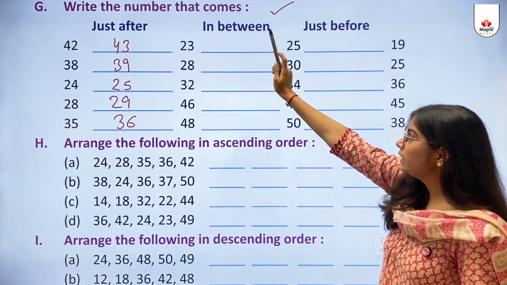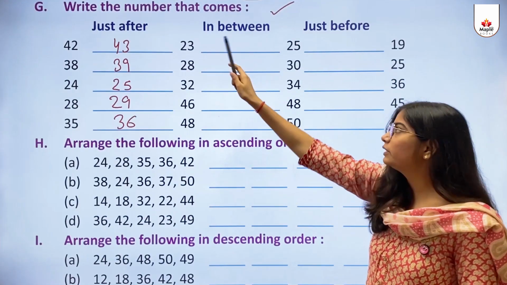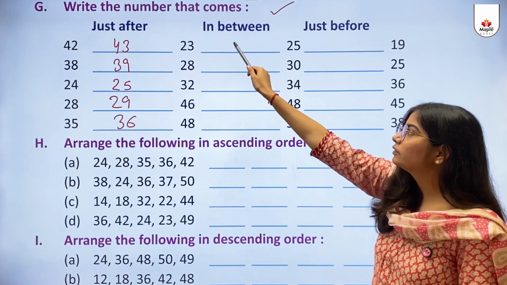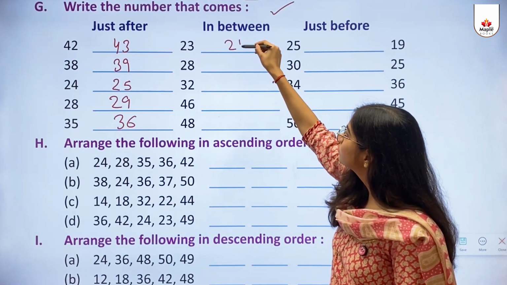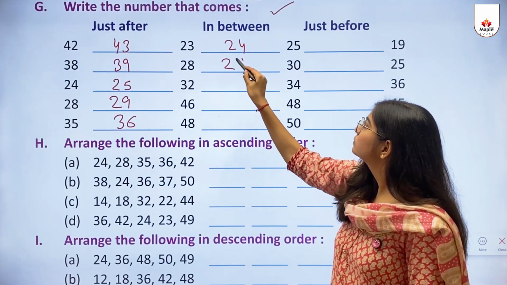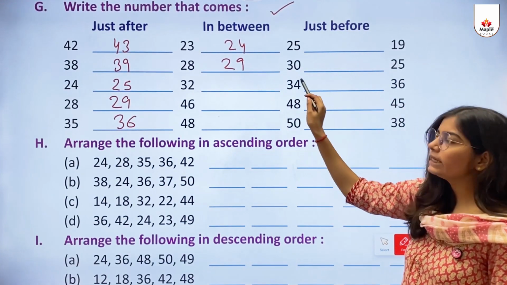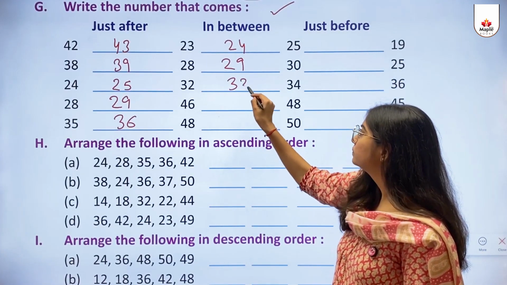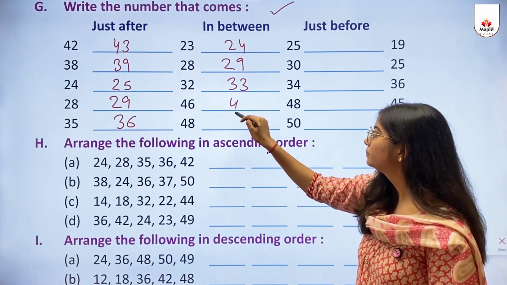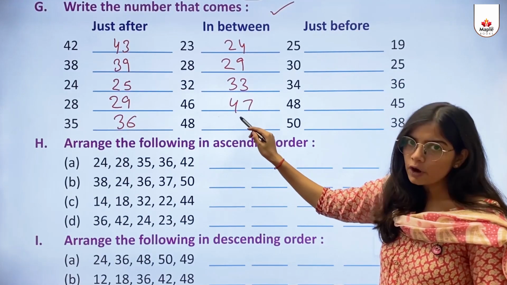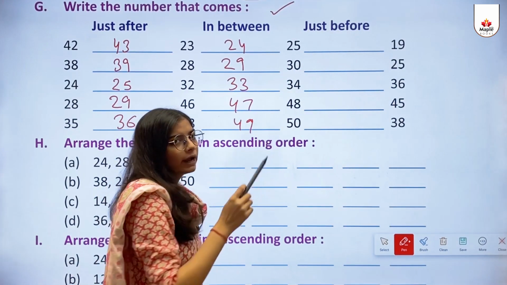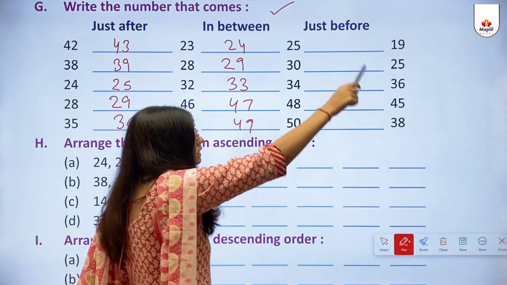Then in between, we have to write the number which comes between 23 and 25. Okay. Now 23, 25, 24. Okay. Then 28, 29 and 30. Okay. Then 32, 33, 34. Then 46, 47, 48. Then 48, 49, 50.